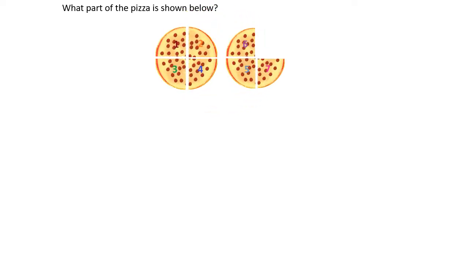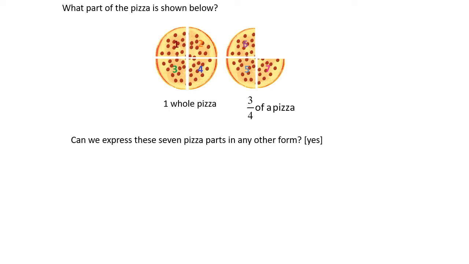Let's try this question. Here, what part of the pizza is shown below? They say this is the full pizza. This is one whole pizza, and this is just 3/4 of the pizza. So how much is the total? This can be expressed as 7 pizza parts. There are 7 pizza parts, 1, 2, 3, 4, 5, 6, 7. Okay, but you can also write it like 7 out of a total of 8, something like this.